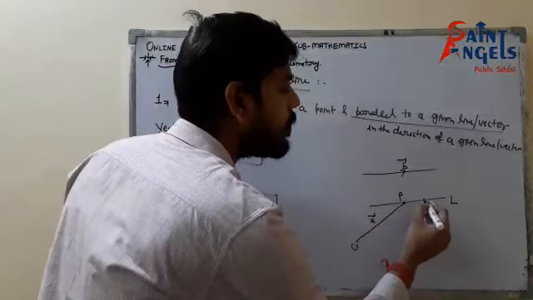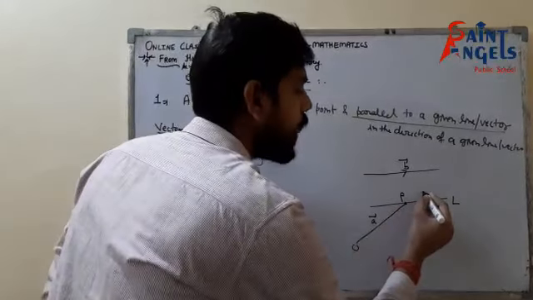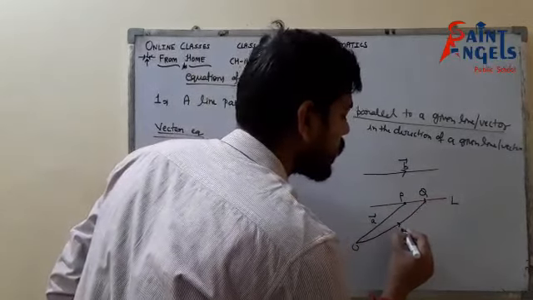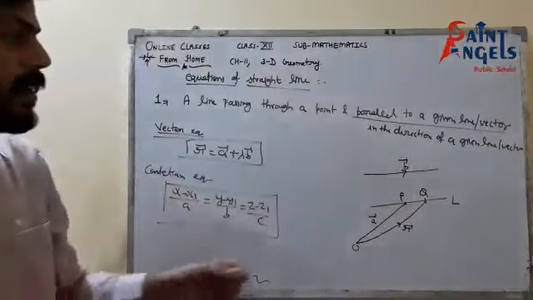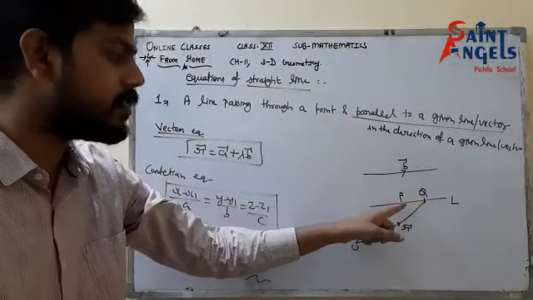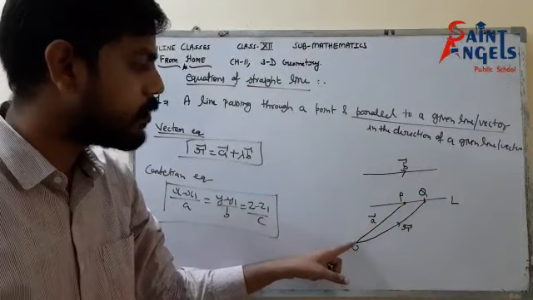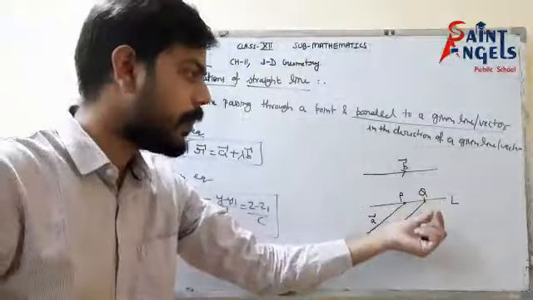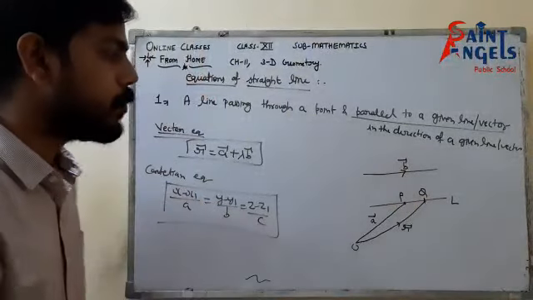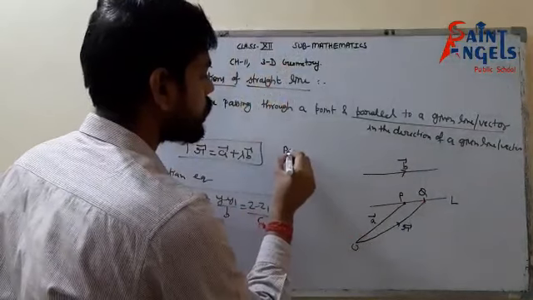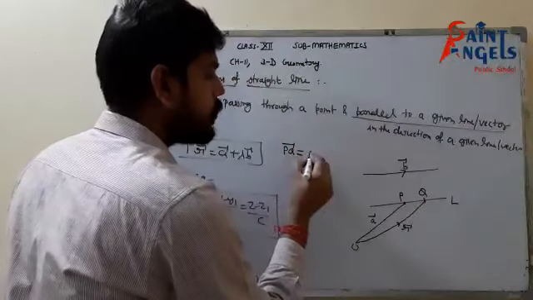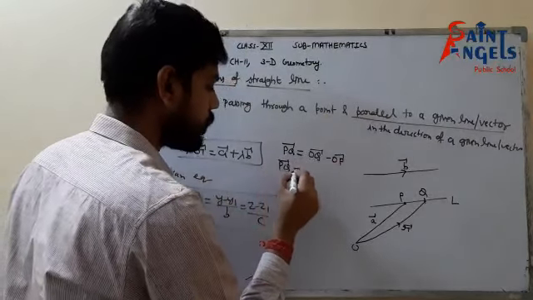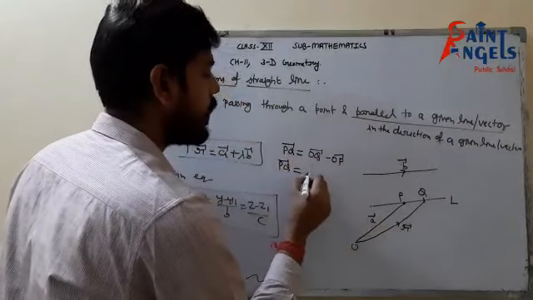Now take any random point on this line. Suppose I have taken point Q, and let the position vector of point Q be R vector. Okay students, what I have taken is a point through which the line is passing, and I let the position vector of this point P be A vector, and I have taken any random point on the line, that is point Q, whose position vector is R vector. So PQ vector would be the position vector of Q minus the position vector of P. So PQ vector equals R vector minus A vector.